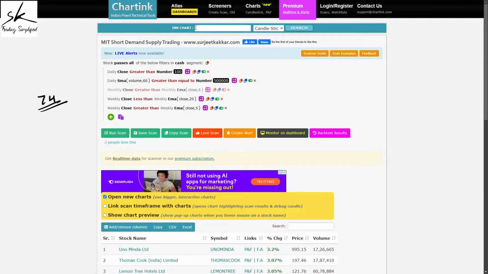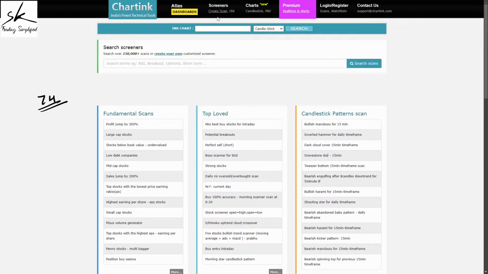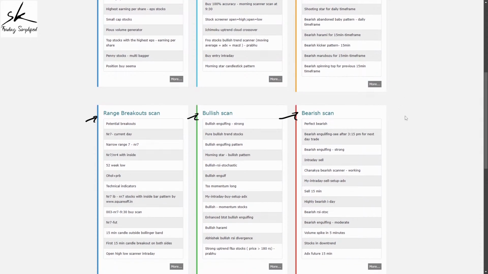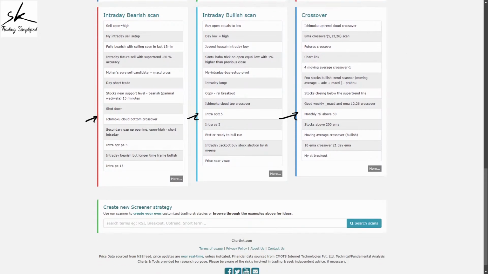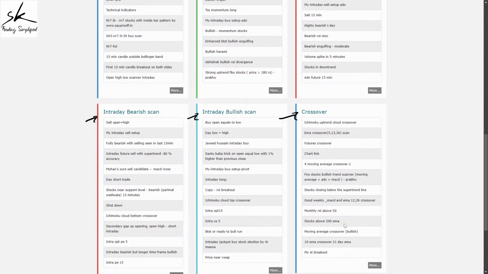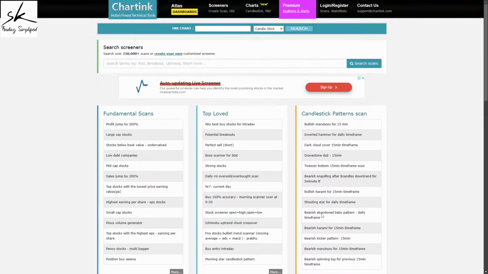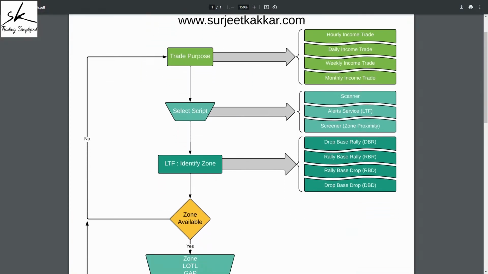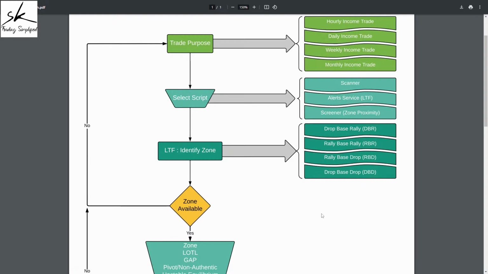Plus, these are not the only scanners available to you. If you go to the screener section on this website, you can see you have over 150,000 scanners available on this particular website. Some of them are based on fundamental analysis. Some of them are based on top gainers and losers. Then you have your candlestick patterns, your range breakouts, your bullish scan, your bearish scan, your intraday bearish, intraday bullish, your crossovers. So you have n number of scanner screeners available to you, and this is an example of one website. If you do a Google search, you'll be able to find n number of websites, n number of scanner screeners. Whatever you feel is the best fit for you, that is what you can use.